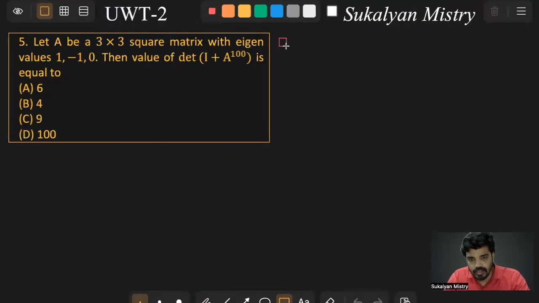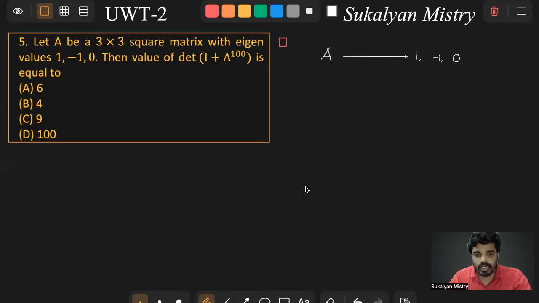So next question number 5. What is given? Here it is given that A is a 3 cross 3 matrix with eigenvalues 1, -1, 0. That means the eigenvalues of the matrix A are 1, -1, 0. So we have to calculate determinant of I plus A to the power 100.